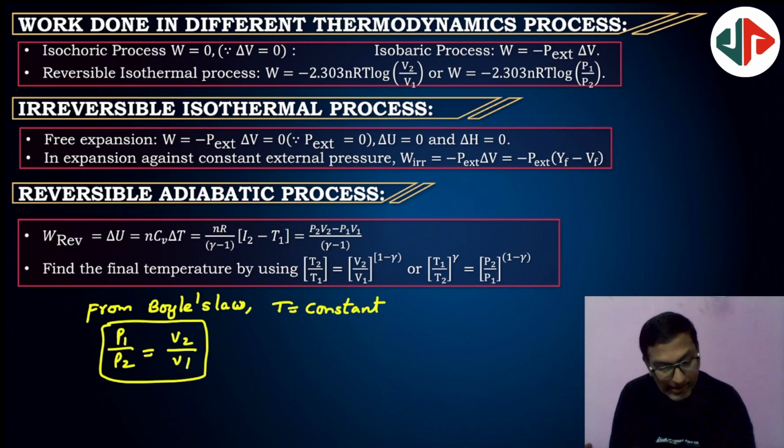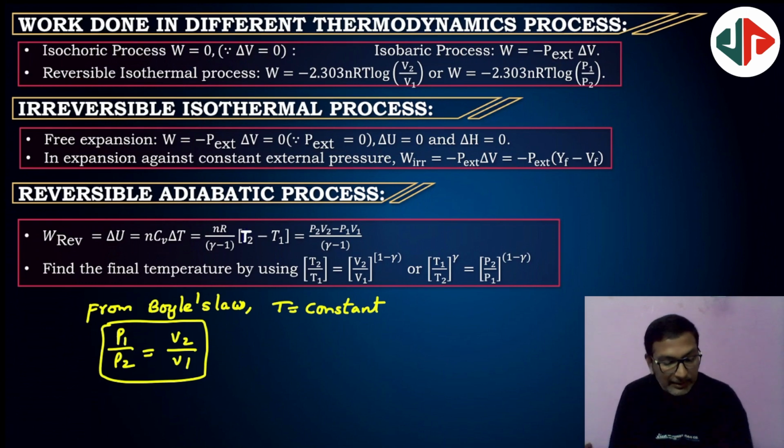Next, reversible adiabatic process. Adiabatic means heat change will be equal to 0. Work reversible equals delta U, n Cv delta T, or nR by gamma minus 1, where gamma is Cp by Cv, Poisson's ratio, into T2 minus T1. Here it should be capital T, T2 minus T1, or P2V2 minus P1V1 by gamma minus 1. Gamma is Poisson's ratio.